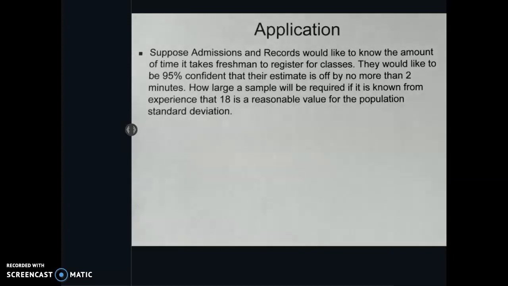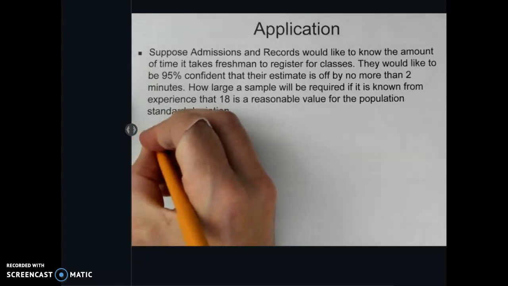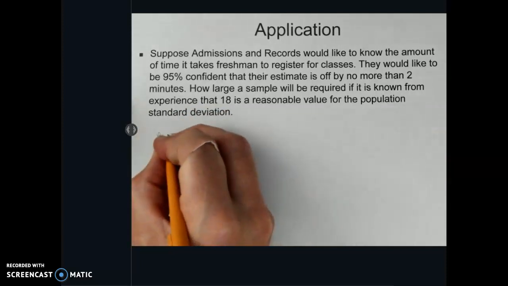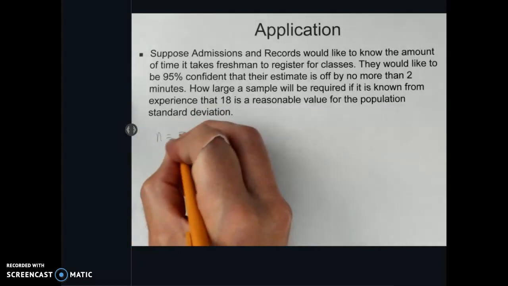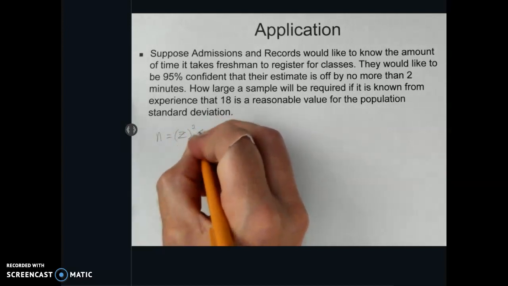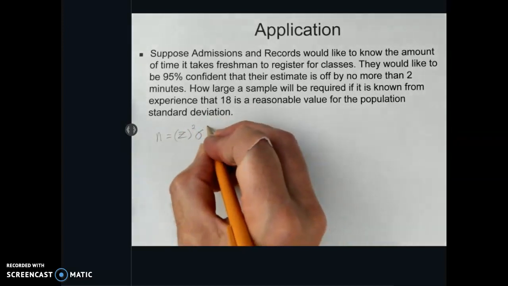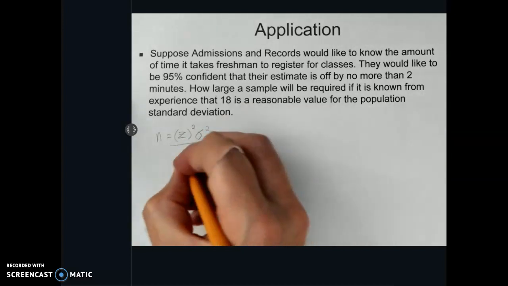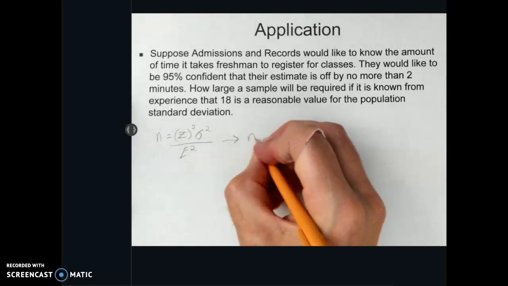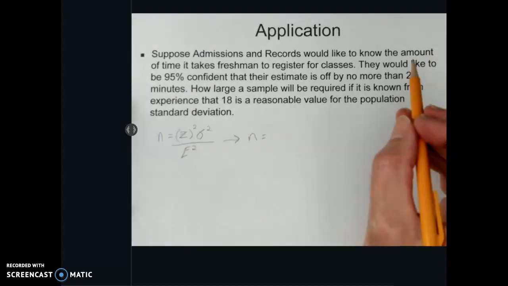Well, first, let's go back to the formula so that we have it handy. We know that the necessary sample size is going to be equal to our z-value squared times our population standard deviation squared divided by the margin of error squared. Okay. So with that information, we can start to plug in some numbers.